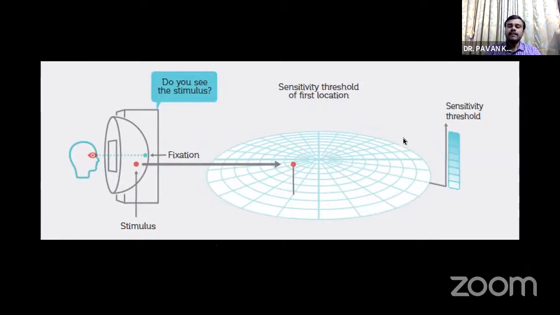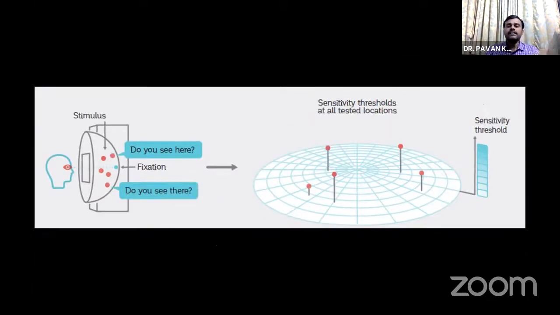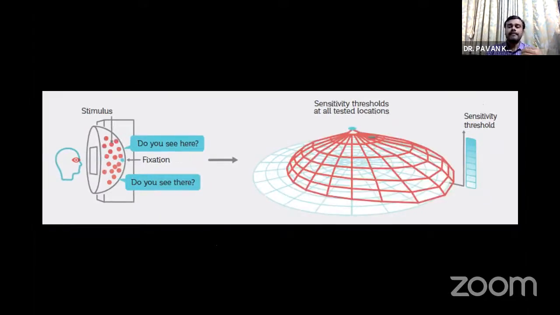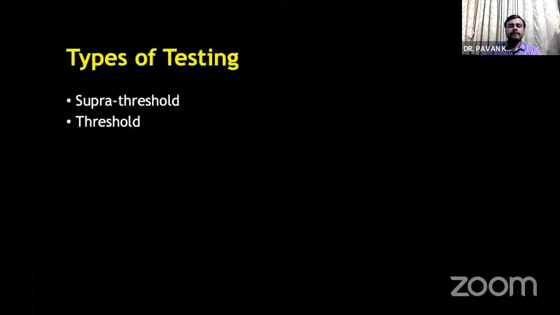The machine will start projecting from the first point and ask the patient whether he is able to see it or not. And then it further progresses to measure the sensitivity at all the retinal points. And finally, it provides data of a 3D hill of vision. The various types of testing done in static perimetry are supra-threshold testing and threshold testing.